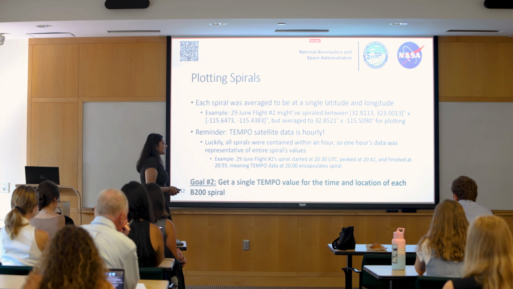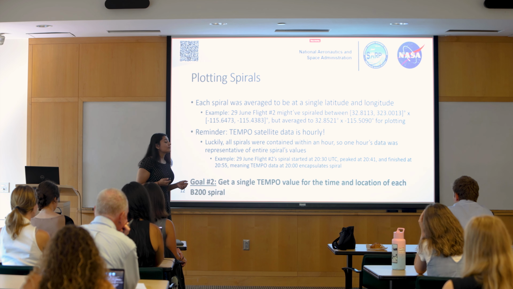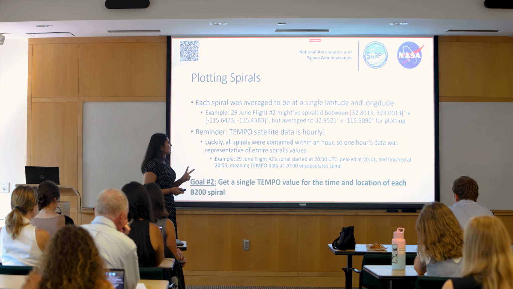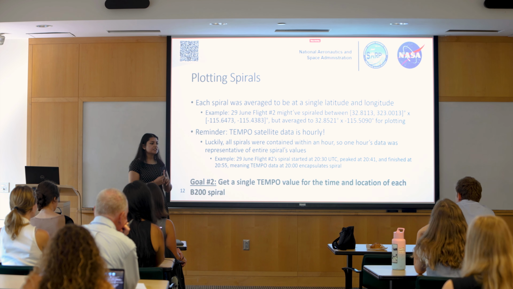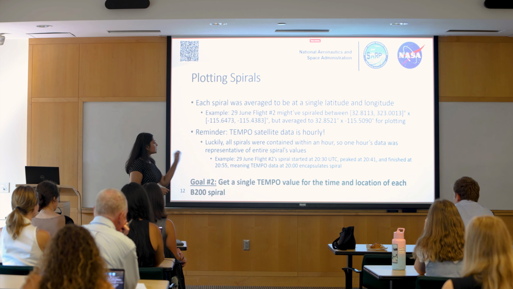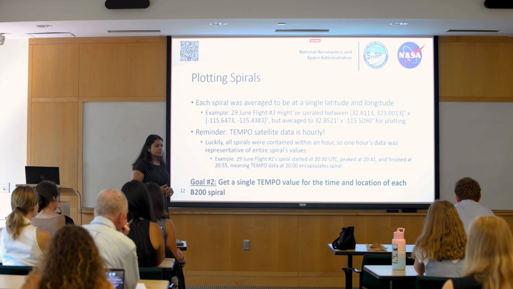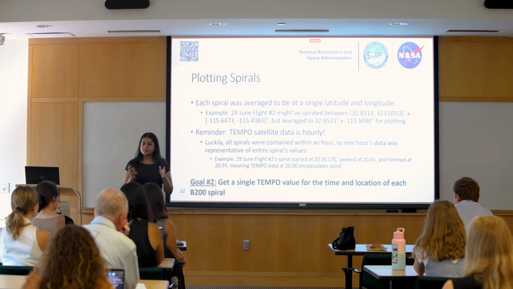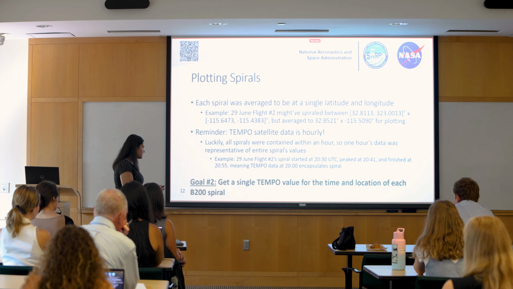My second goal was to produce a TEMPO value for each spiral, but once I got my hands on the data, I really wanted to plot it first. There were 2 things I kept in mind. For plotting purposes, it was easiest to average the latitude and longitude that was traversed by the plane, and then say that the spiral took place exactly at that average. The second thing I wanted to ensure was that if the spiral took place during 20 UTC, it also ended in 20 UTC, so that I was comparing spiral data to exactly 1 TEMPO measurement.